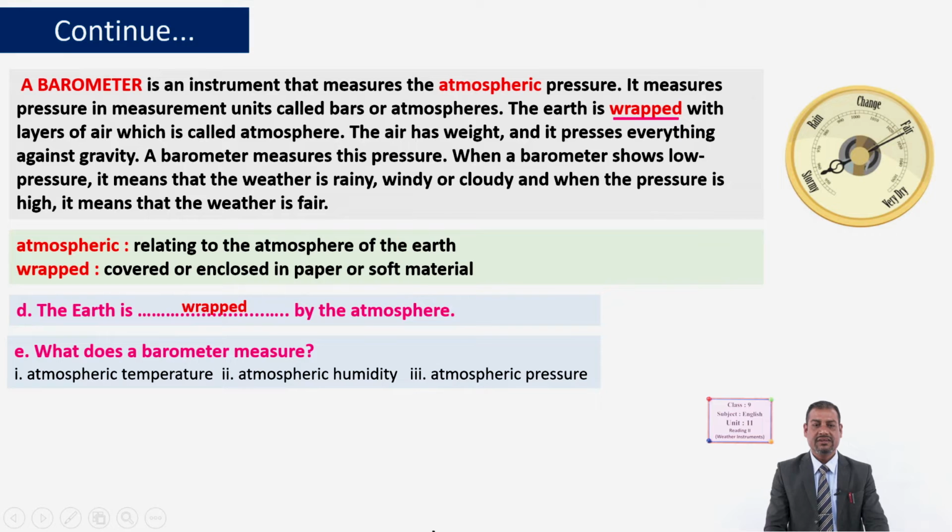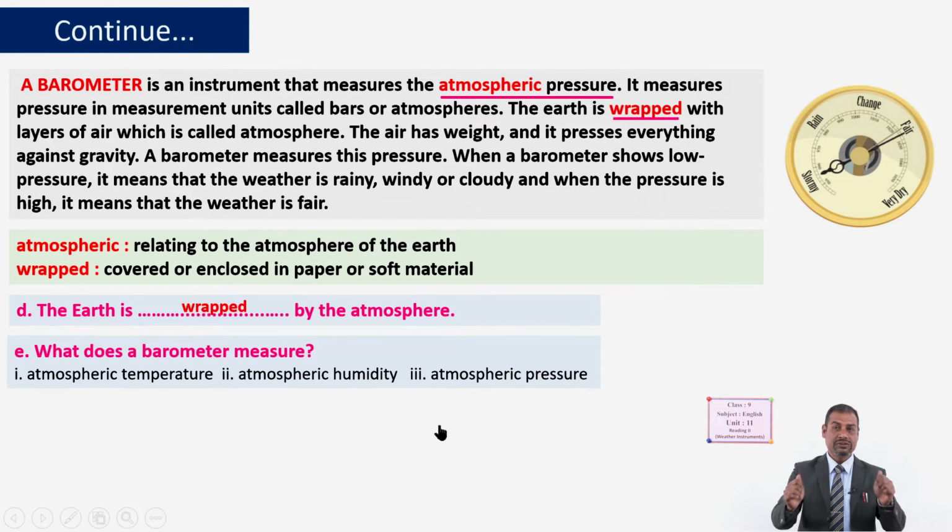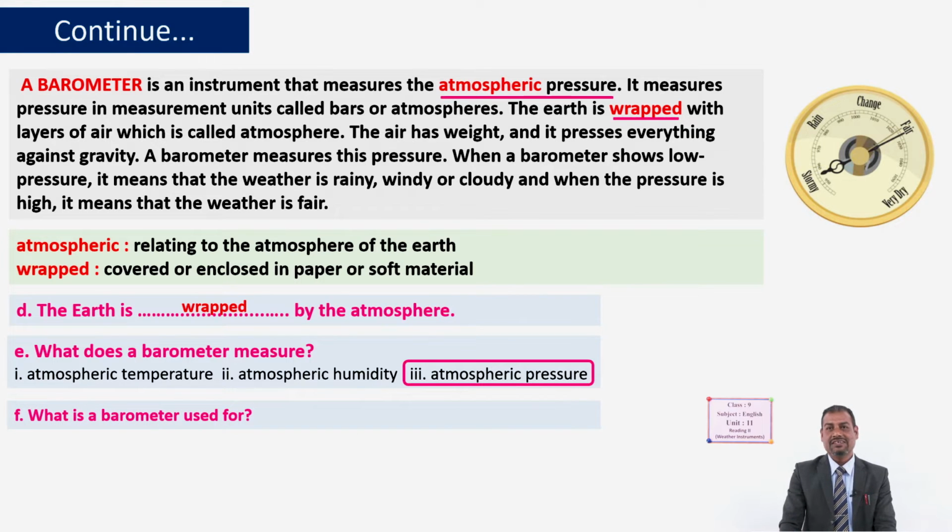Dear students, another question for you to choose. Okay, what does a barometer measure? So what is the correct answer? It is atmospheric temperature or atmospheric humidity or atmospheric pressure. Which one is the correct answer here? So where do you find it? Oh yes, you can find it in the first line, atmospheric pressure. Okay, and undoubtedly your answer is atmospheric pressure. So have you got it? Good job.